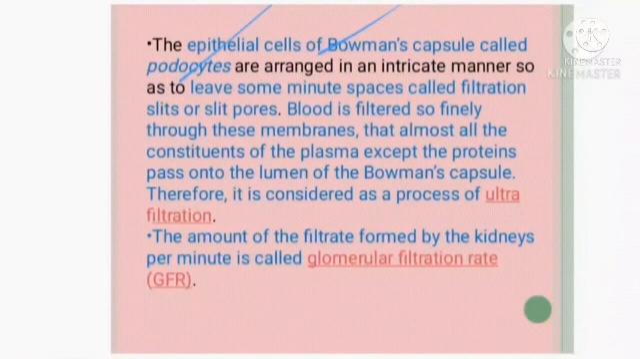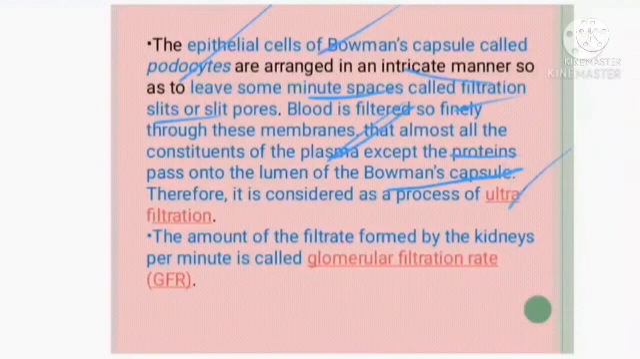Podocytes are arranged in an interlocking manner, so they are leaving minute spaces, pore-like structures called filtration slits or slit pores. Blood is filtered so finely through these membranes that almost all the constituents of plasma, the fluid part of the blood, excepting the protein, are filtered into the Bowman's capsule.